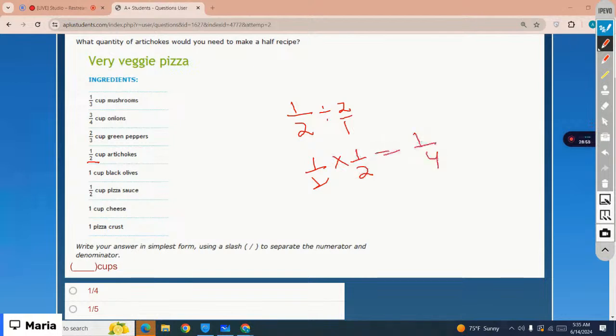So that means if it's the half recipe, he would have to use 1 by 4th cup. The correct option is 1 over 4. Option number 1 is the correct option.